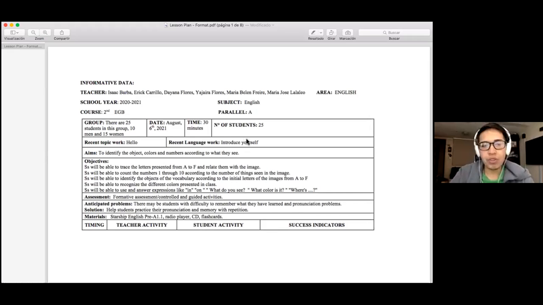First, let's start with the informative data. The teachers who will be presenting the class are Isaac Barba, Eric Carrillo, Diana Flores, Yajaira Flores, Maria Belén Freire, and Maria José Leo. The area is English. The school year will be from 2020 to 2021.